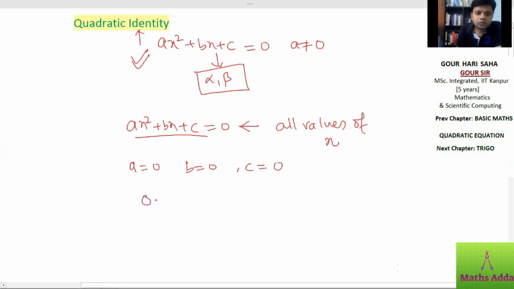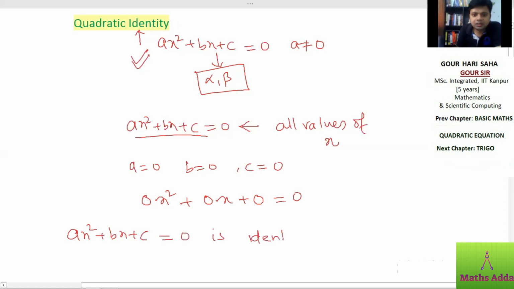See that 0 into x square plus 0 into x plus 0 is equal to 0. Put x equal to 1, it satisfies. Put x equal to 2, it satisfies. Put x equal to 3, it satisfies. So, it satisfies all values of x. So, when it is satisfied by all values of x, it is identity. So, what is the condition? ax square plus bx plus c equal to 0 is identity if a is equal to b is equal to c is equal to 0.